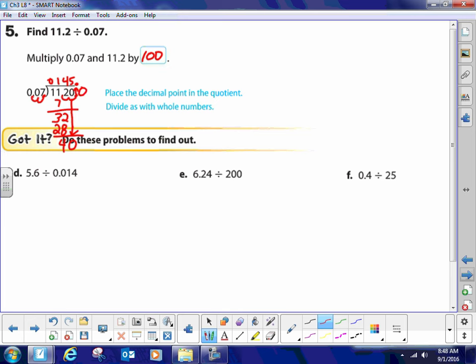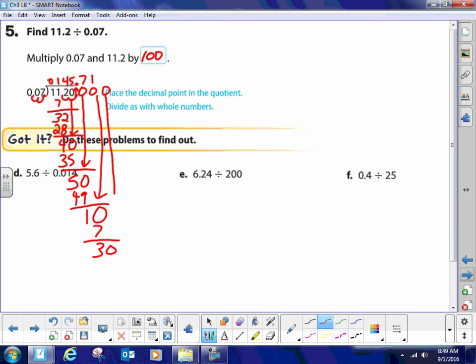Annex 0, 35, 5, bring down the 0. Okay, this is going to be 7 for 49. And then it's going to repeat. Oh, no, not quite yet. This is going to be 1, 7, 30, 0, bring it down. This will be 4, 28, 2, 0, bring it down.